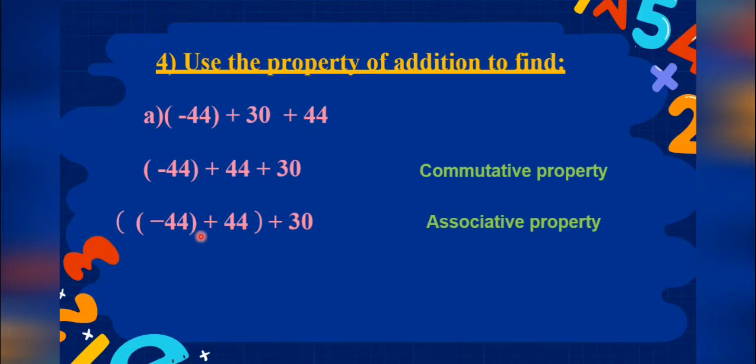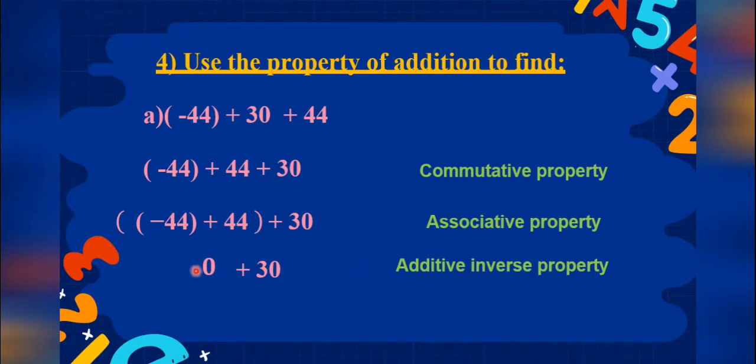Negative 44 plus 44 equals 0. Why? Because negative 44 and 44 are two additive inverses. Plus 30. And what is this property called? The 0 came from the sum of two additive inverses. So I will call this the additive inverse property because of the 0. The 0 here is from negative 44 plus 44. So this is from the additive inverse property.